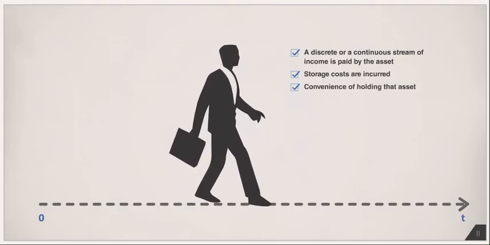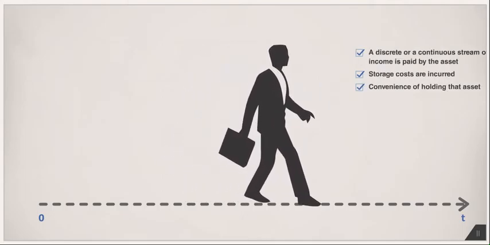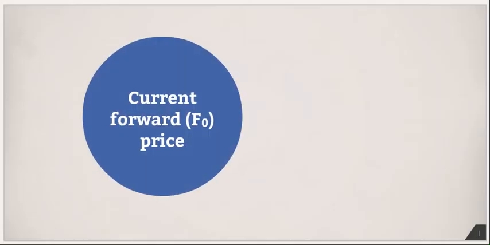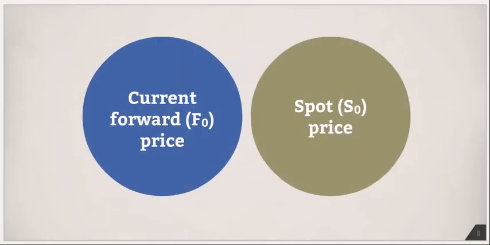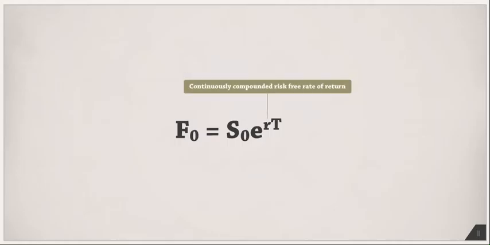For an asset that provides no income, the relationship between the current forward price F0 and spot price S0 is: the current forward price is equal to the current asset price times e raised to the power RT, where R is the continuously compounded risk-free rate of return and T is the time to maturity.